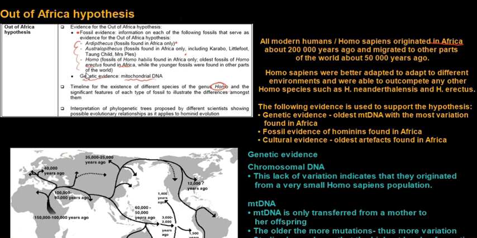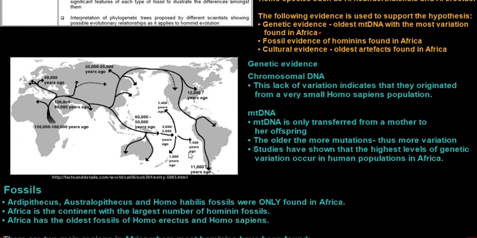And then you've got this evidence that supports it. Homo sapiens were better adapted to different environments, and were able to outcompete any other Homo species such as Homo neanderthalensis and erectus, and the following evidence is used to support the hypothesis. So the genetic evidence: the oldest mitochondrial DNA with the most variation is found in Africa. Then the fossil evidence of hominins found in Africa, Ardipithecus, Australopithecus, and then the Homo genus. And then cultural evidence: the oldest artifacts are found in Africa. So that all supports the out of Africa hypothesis, as well as the genetic evidence, the mitochondrial DNA.